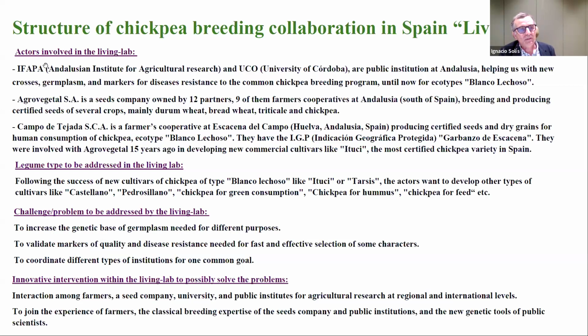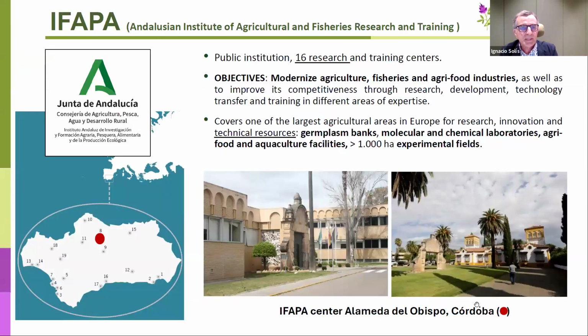The actors are the same: IFAPA, University of Cordoba, Agrovegetal, Campo de Tejada. But we want to open our target not only for blanco lechoso types, but also for other types like Castellano, which are intermediate size, and Pedrosillano, small size, and also chickpea for green consumption in salads, chickpea for hummus, and chickpea for animal feed. Very important are the interactions among farmers, seed company, university, and public institute for agricultural research, at regional and international levels.